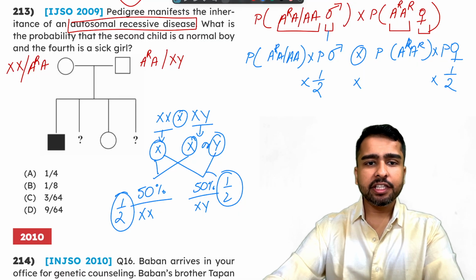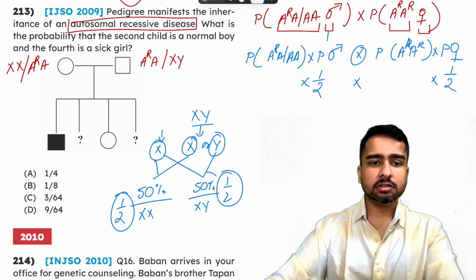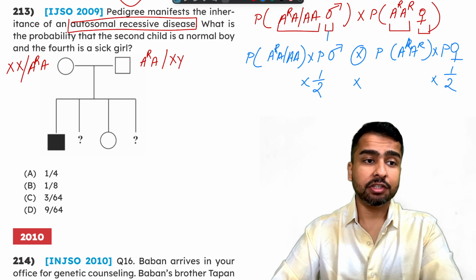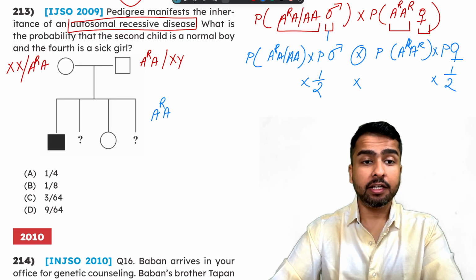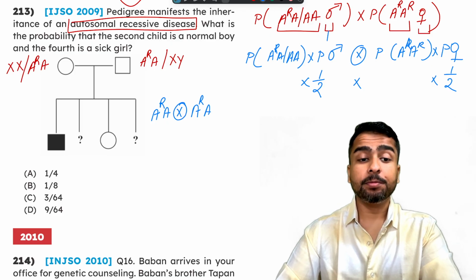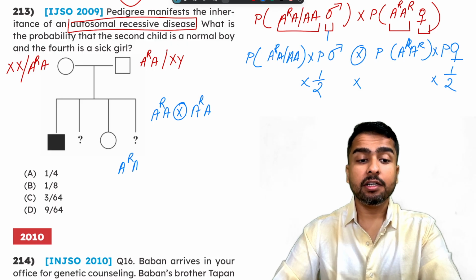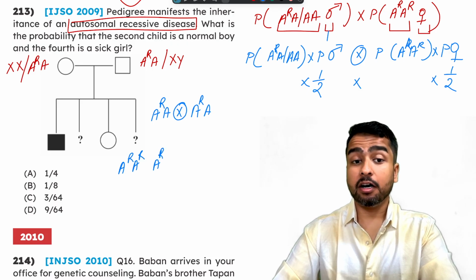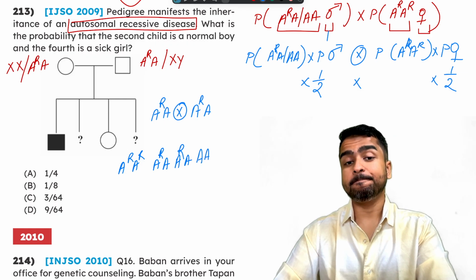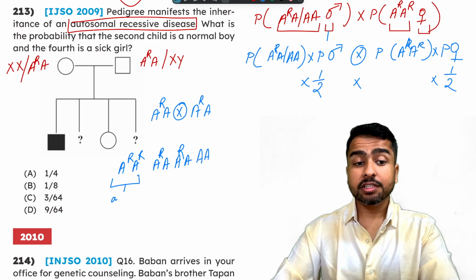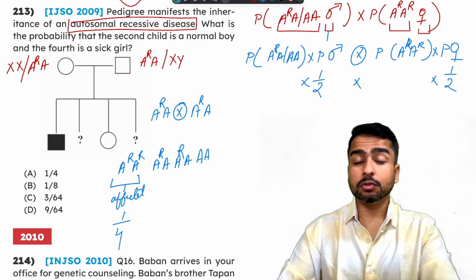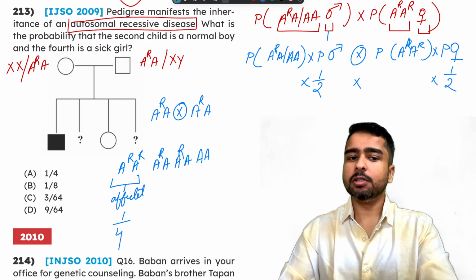So now I'm going to erase this part so that we can have more space. Okay. Now let us do the calculation. So ARA multiplied by or crossed with ARA. What are the options? We can have AR, we can have ARA, we have ARA, and we have AA. So this is affected, right? So what is the probability affected? 1 out of 4. 1 desired outcome, total outcomes 4.